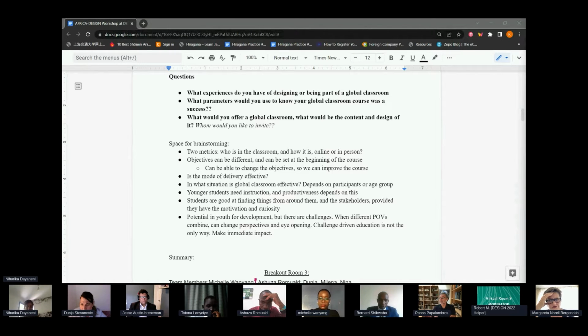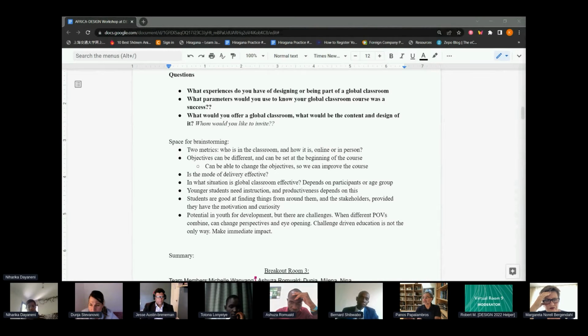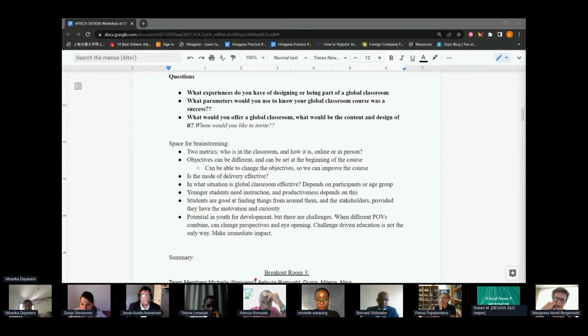Along with that, we also discussed whether the mode of delivery is effective, because we have so many tools, and we can see Hopin is confusing for us right now as well. So is the mode of delivery really effective, and what kind of tools do we have to make it effective? We also thought about in what situation a global classroom is effective and can replace traditional classrooms, and we thought it depends on the participants involved or the age group.